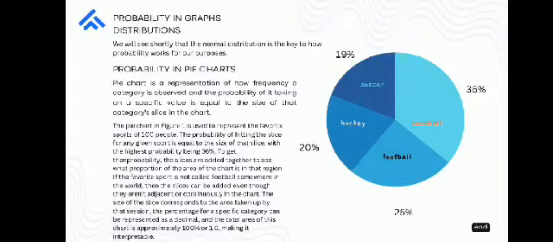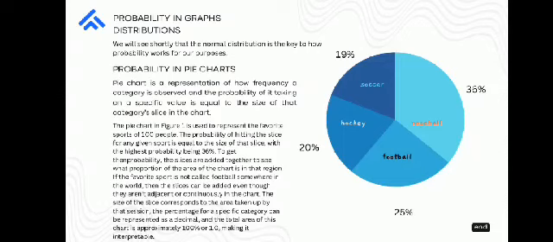Probability in pie charts. A pie chart is a presentation of how frequently a category is observed, and the probability of taking on a specific value is equal to the size of that category slice in the chart. The pie chart in figure 1 is used to represent the favorite sports of 100 people. The probability of hitting the slice for any given sport is equal to the size of that slice, with the highest probability being 36%.